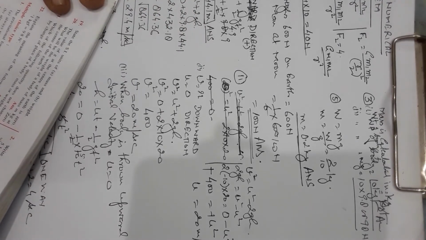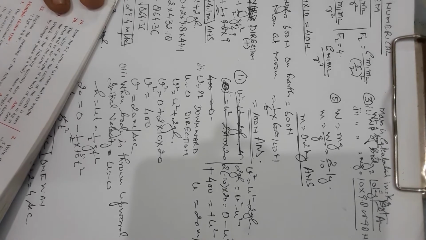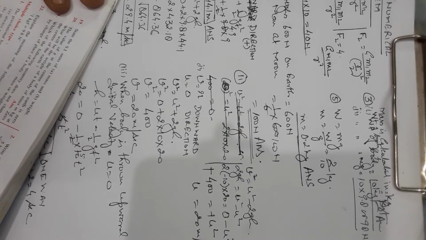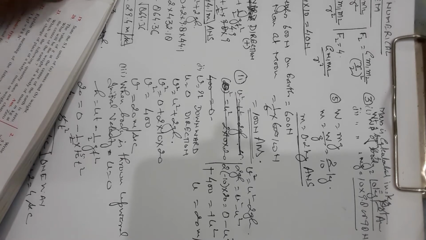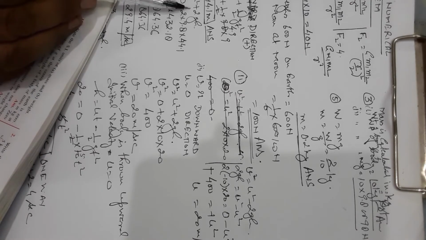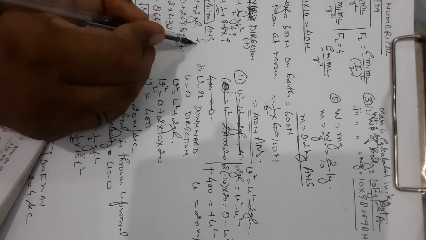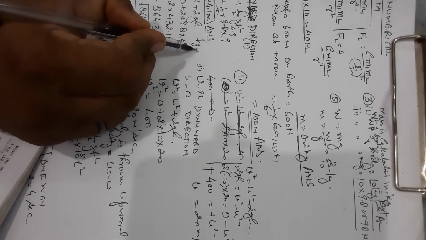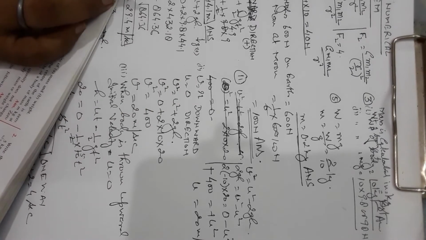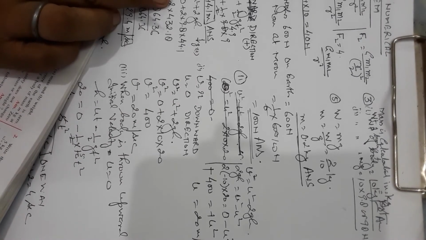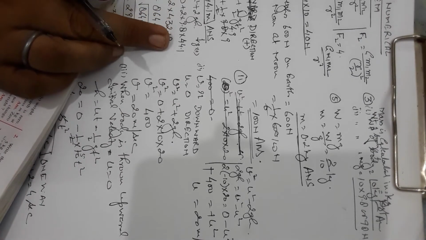Second part, the velocity with which the ball will strike the ground. Final velocity, v square is equal to u square plus 2gh. The body is coming downward, so the value of g is positive. v square equals u square, which is 0, plus 2 into 9.8 into 44.1 meter height.